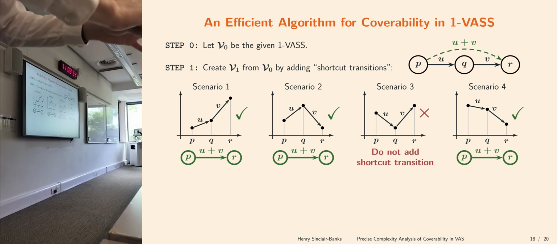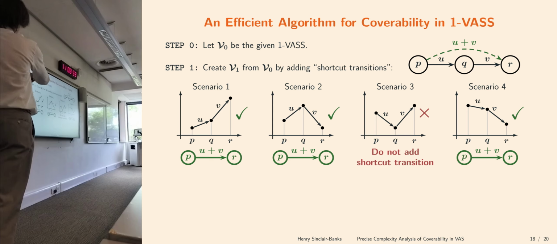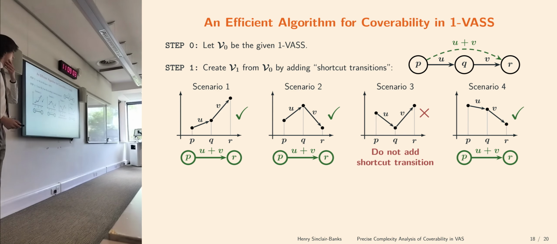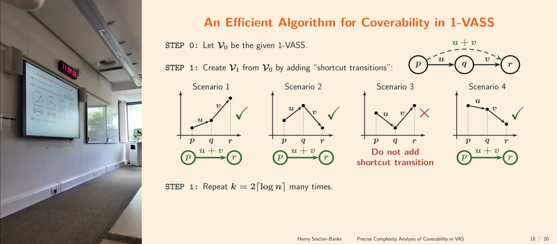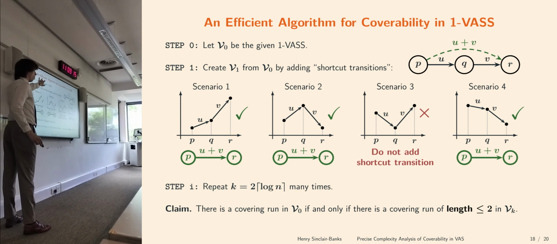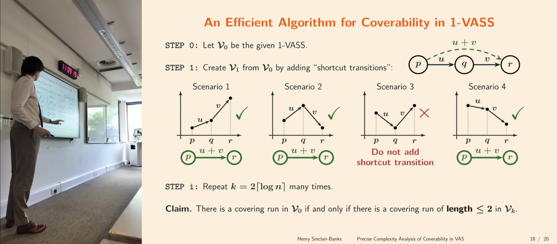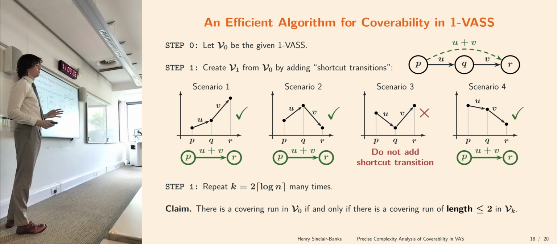That's it. So I look at all pairs of transitions like this, and I will add the shortcut if it satisfies scenario 1, 2, or 4, and I'll create V1 this way. And then I repeat this. I do this process over and over again, each time adding new transitions to the VASS. And I claim the following. If there was a run for coverability in the original VASS V0, then there will be a run for coverability in the final VASS VK that's just 2 transitions long, which is pretty easy to check coverability at that point.